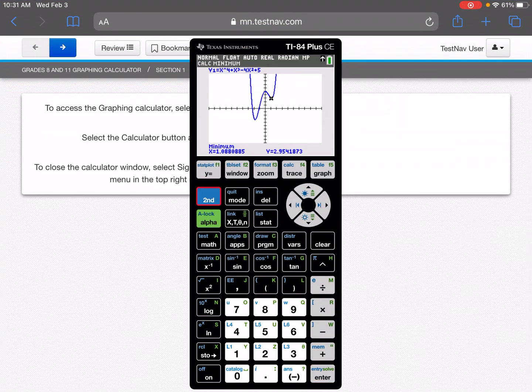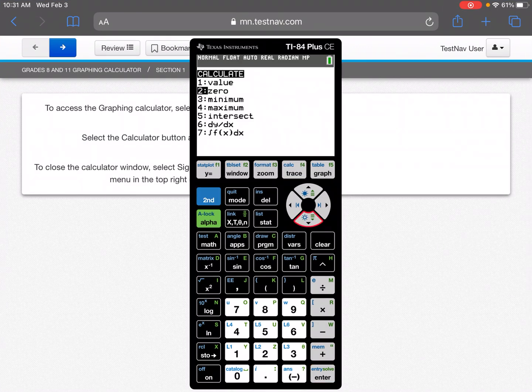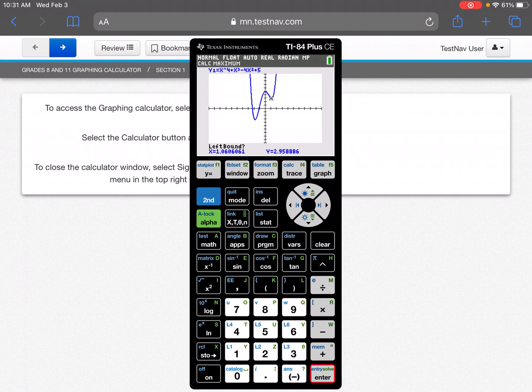Okay, so I'm going to go second calc again. This time we're going to go to maximum, press enter. Okay, so the maximum is this point right here. I always want to start with the left bound, so I'm going to do left of that, press enter, and right of that, press enter. Okay, now I'm going to press enter one more time.